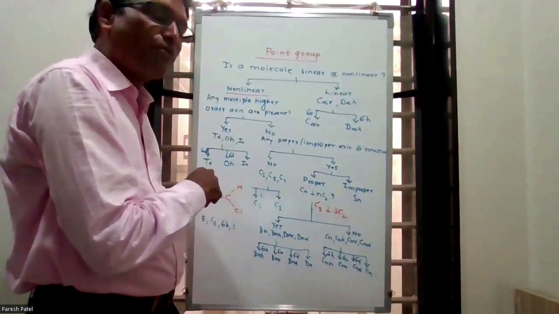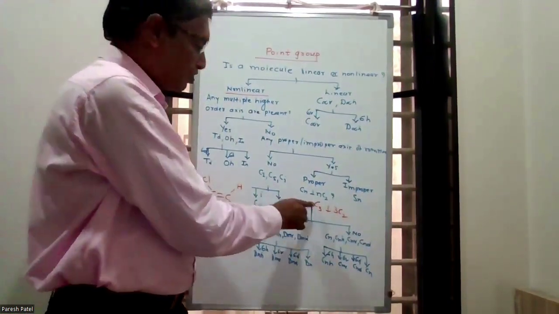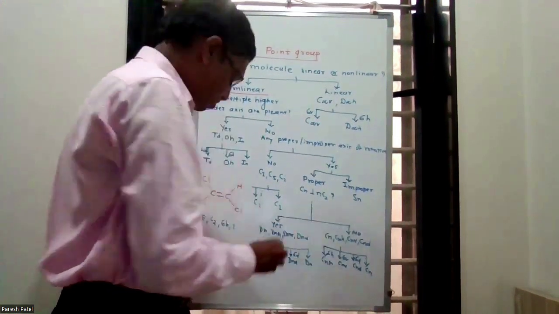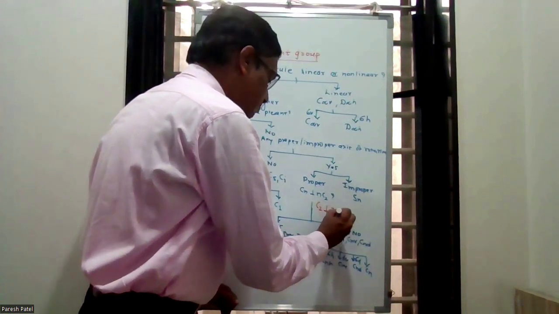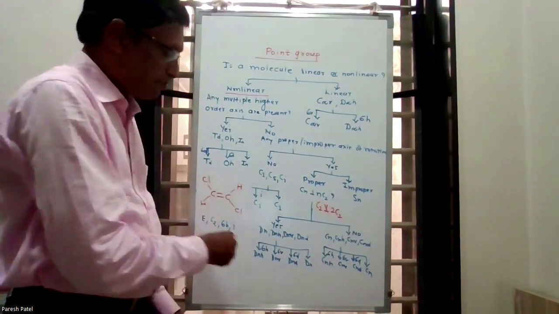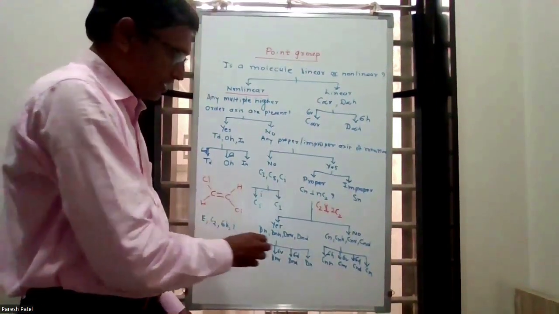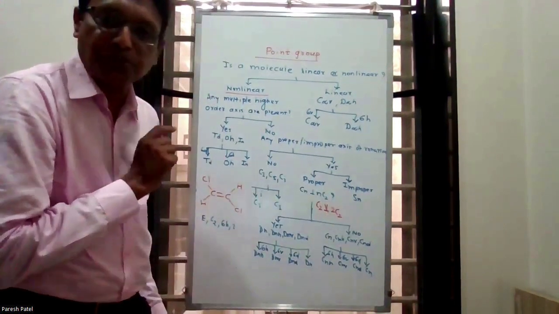Then we have to go for any proper axis, yes, proper axis. Which proper axis? Only one C2 is there. So we have to check whether the C2 is perpendicular to two C2s. In case of trans-dichloroethylene, no. It means we have to go for the C option. In case of the C option, C2, C2h, C2v, or C2d.